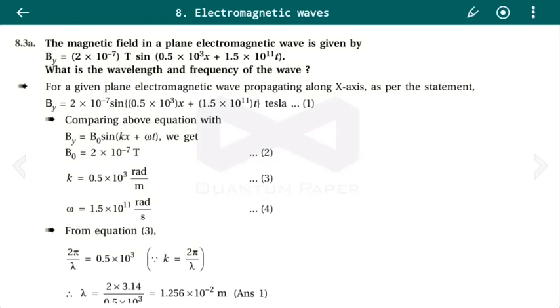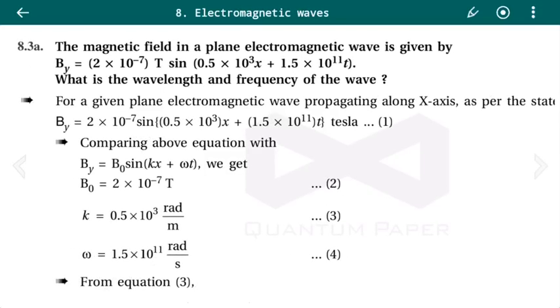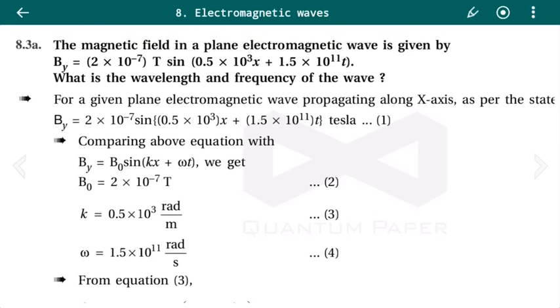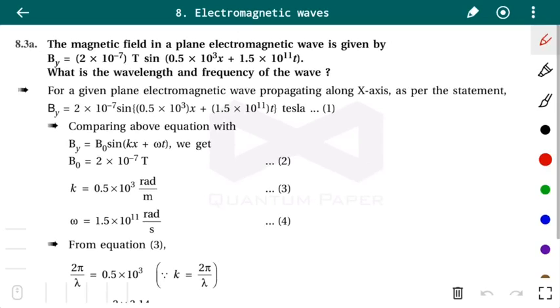Now let us solve numerical number 3, that is textual illustration 3. The magnetic field in a plane electromagnetic wave is given by By equals 2 into 10 raised to minus 7 Tesla sine of (0.5 into 10 raised to 3 x plus 1.5 into 10 raised to 11 t). What is the wavelength and frequency of the wave? Here we are given the expression of the magnetic field, and from this equation we need to find the wavelength and the frequency. This can be compared with the general equation.